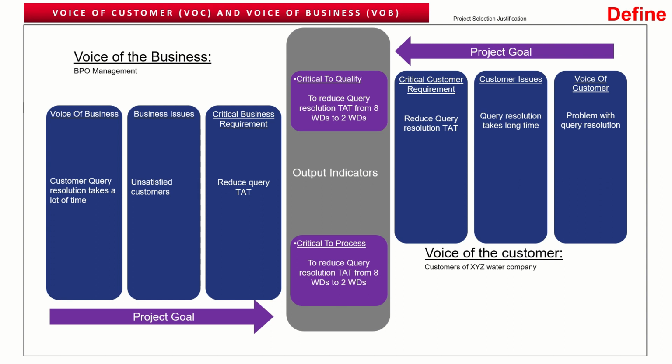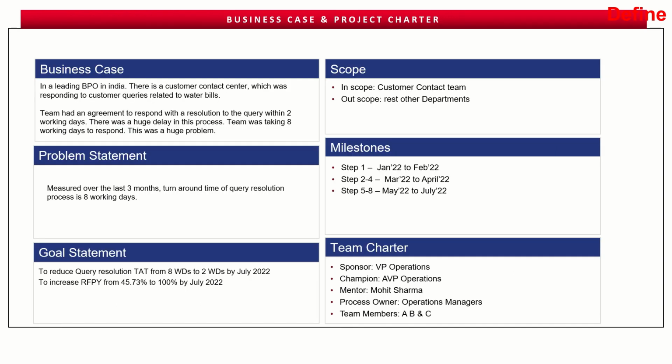When CTQ and CTP both match, it means both the business and the customer are trying to resolve the same problem. That is when the problem was identified and picked up to be resolved as a project. The next thing that the team did was to create the business case and project charter. The project charter has 6 elements: business case, problem statement, goal statement, scope of the project, milestones, and then the team charter.